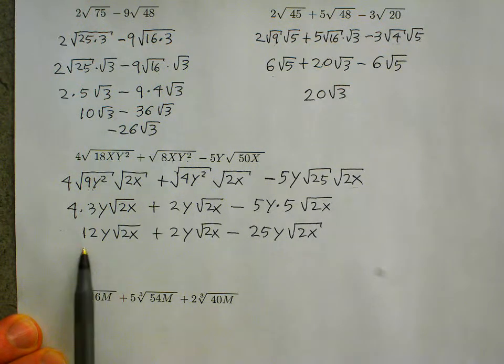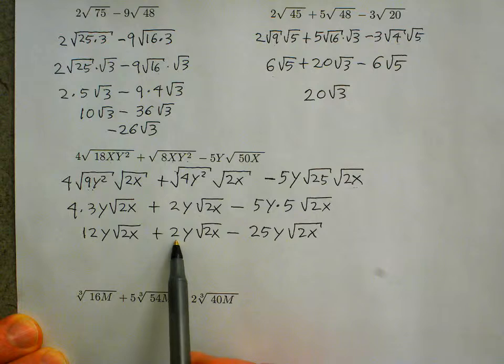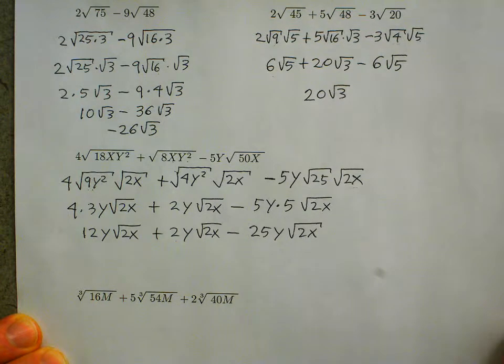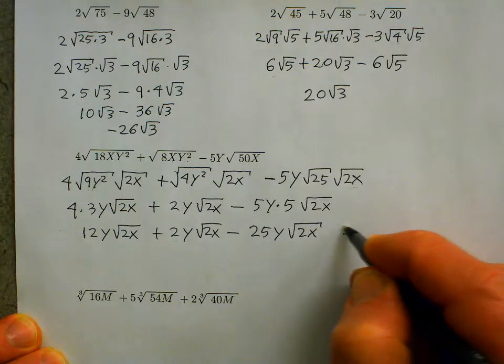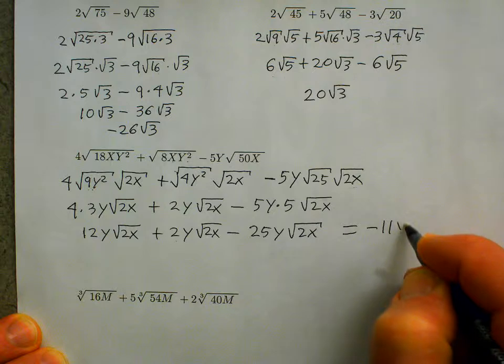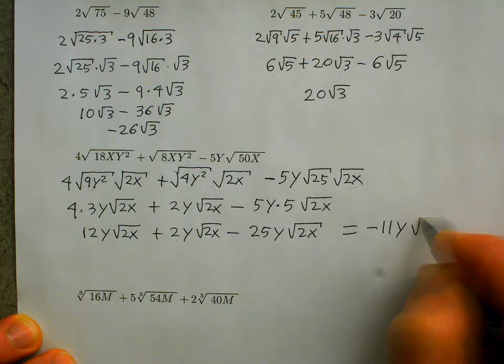So when we combine these, let's just focus on the coefficients right now. 12 plus 2 is 14. 14 minus 25 is negative 11. So our simplified answer is negative 11 times y times the square root of 2x.